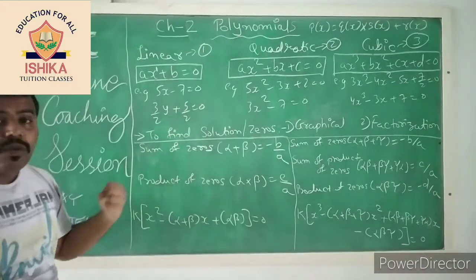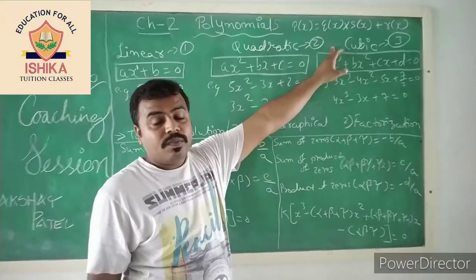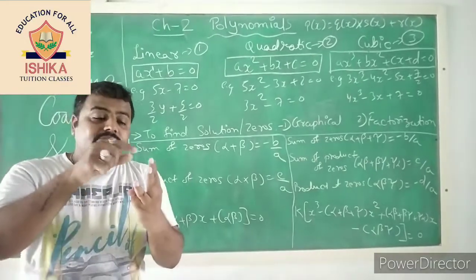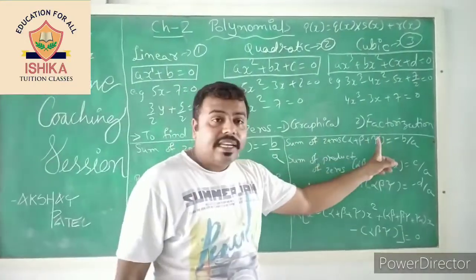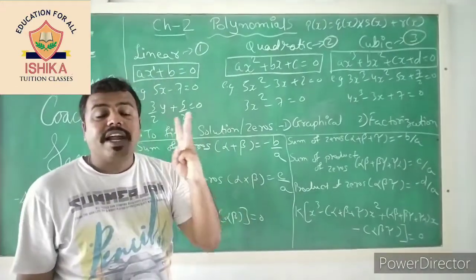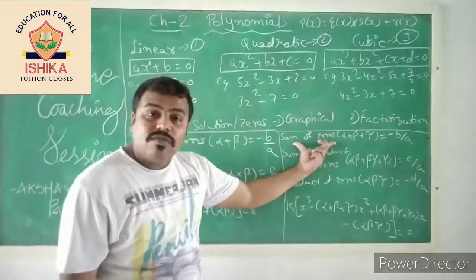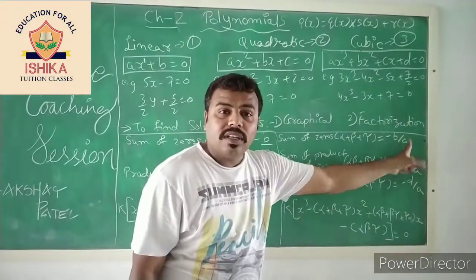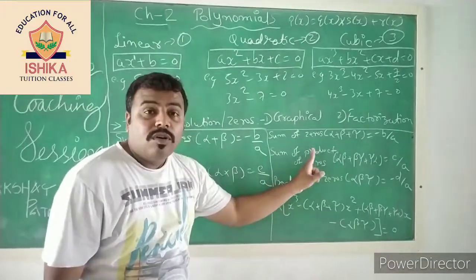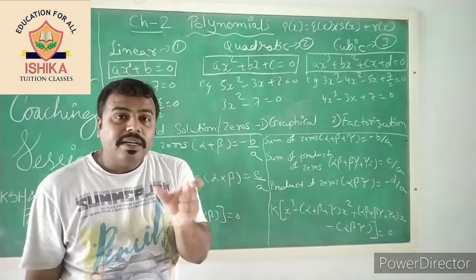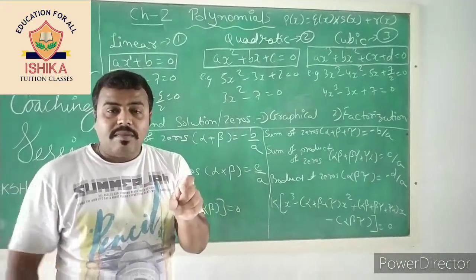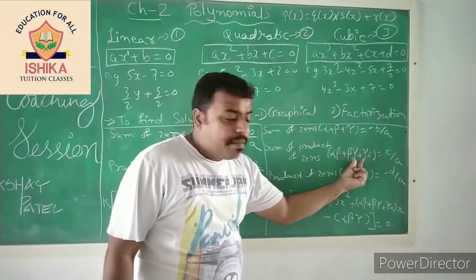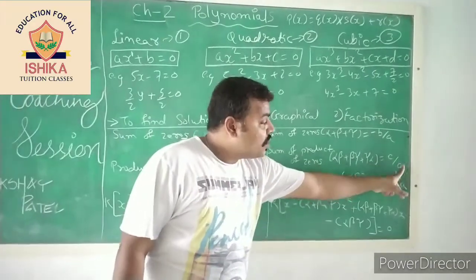Now, the same formulas can be applied to a cubic polynomial. As we have discussed earlier, a cubic polynomial has 3 zeros. Let us denote these zeros as alpha, beta and gamma. Here we can find 3 different values. First is the sum of the zeros, that is alpha plus beta plus gamma, which is equal to minus b upon a. Next is the sum of product of the zeros, meaning we multiply 2 zeros at a time and then add all of them, that is alpha into beta plus beta into gamma plus gamma into alpha, which is equal to c upon a.